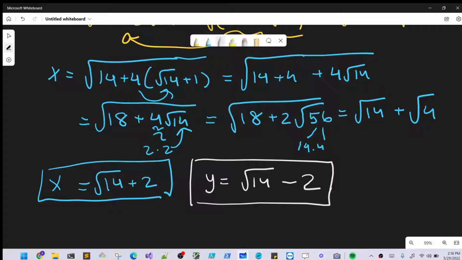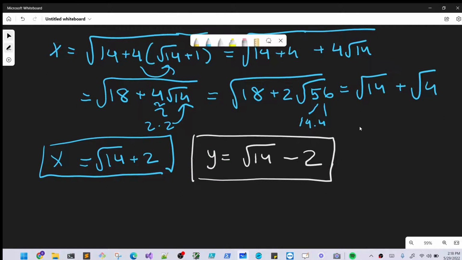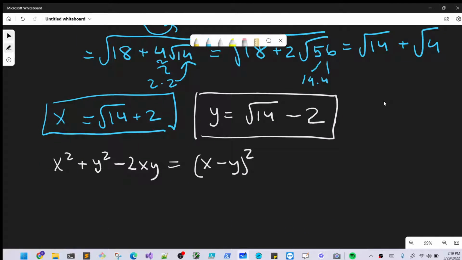From here, it's actually pretty easy to solve because the question asked for x squared plus y squared minus 2xy. Now we could square these out and that would work fine, but we can actually factor this as (x minus y) squared. That'll be the same thing, and that's going to be easier to calculate that way because now we can just substitute in our values for x and y. So let's do that.